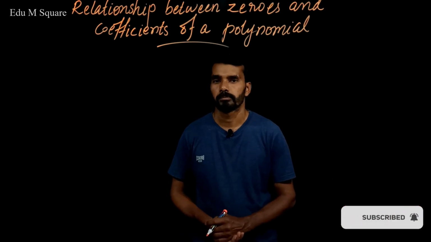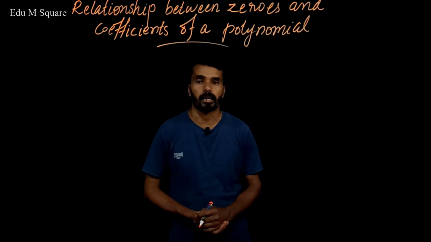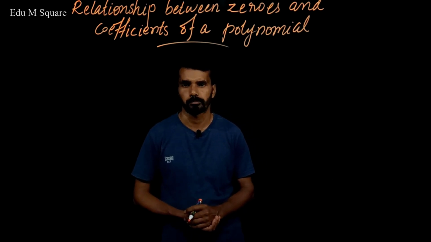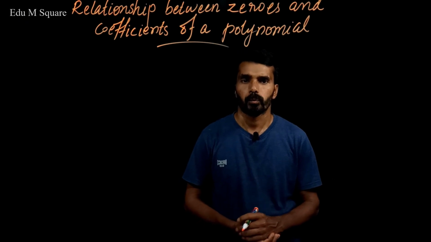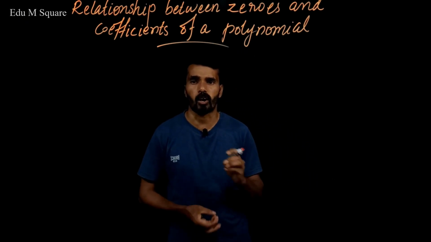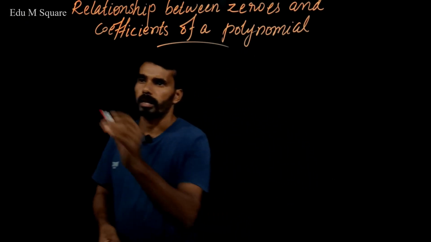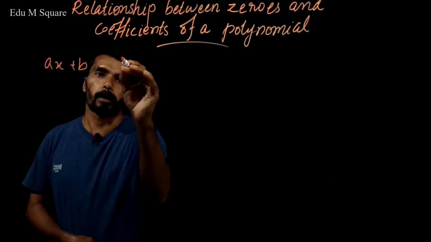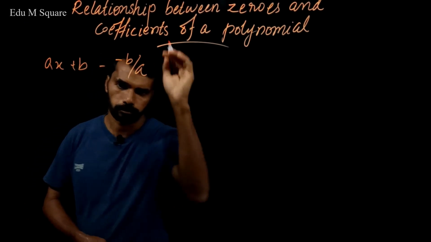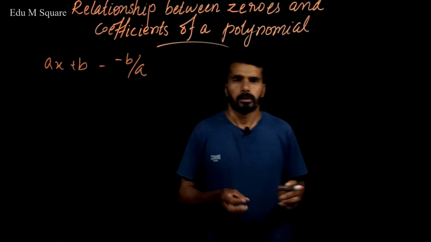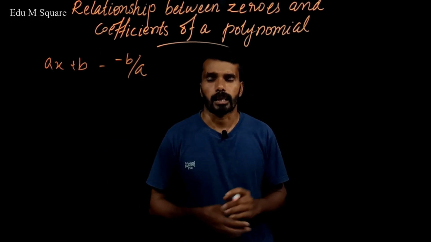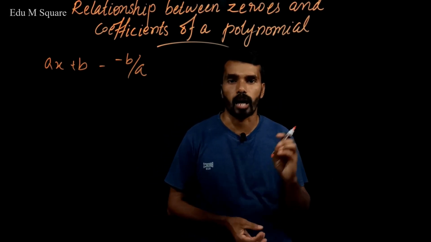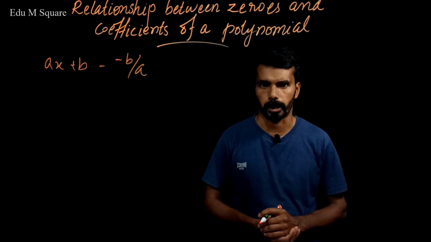Hi friends, today we are discussing the relationship between the zeros and the coefficients of a polynomial. In our last video, we have seen that the zero of a linear polynomial ax plus b is minus b by a. Now let us see the relationship between the zeros and the coefficients of a quadratic polynomial.